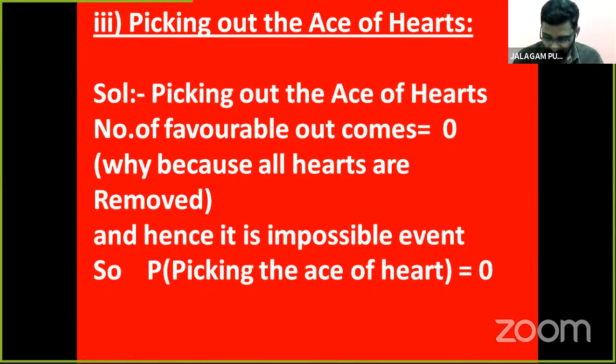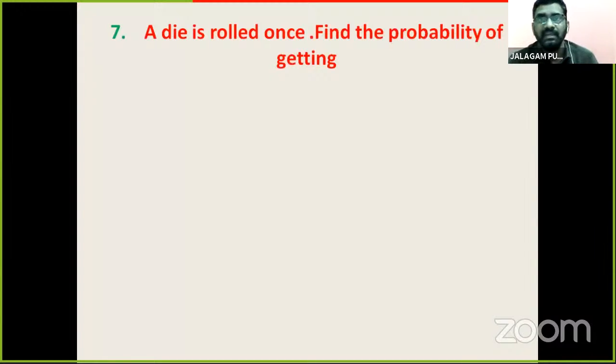Now we move into another one, children. Here the seventh problem is there. I read carefully, listen children: a die is rolled once. Find the probability of getting the following. A die is nothing but a cube with six equal faces, numbered 1, 2, 3, 4, 5, 6.